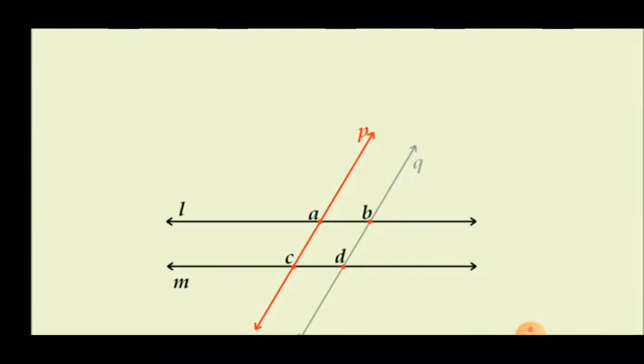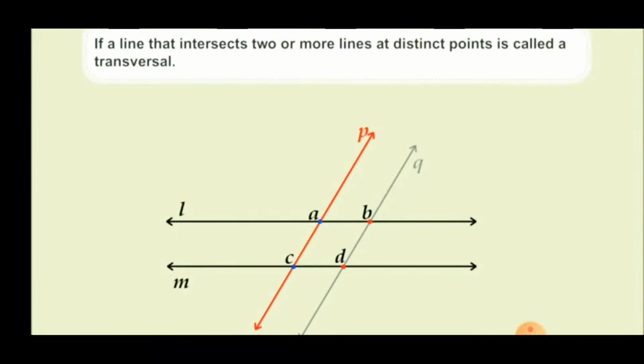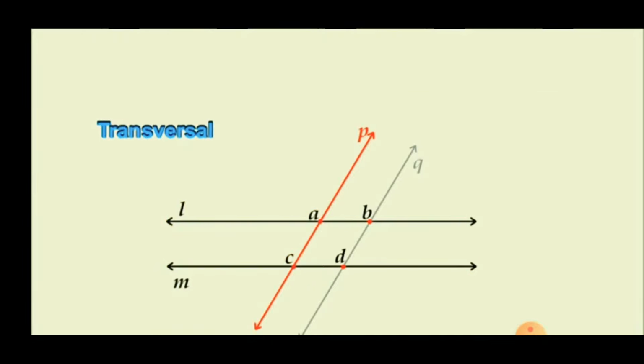Is the line P intersecting both the lines L and M? Yes. Here P is intersecting both the lines L and M at the points A and C respectively. What does the line P represent here? A line that intersects two or more lines at distinct points is called a transversal. Thus, the line P represents a transversal line.